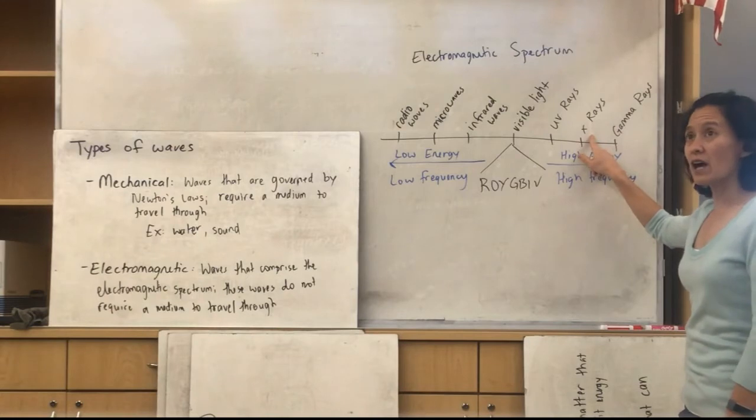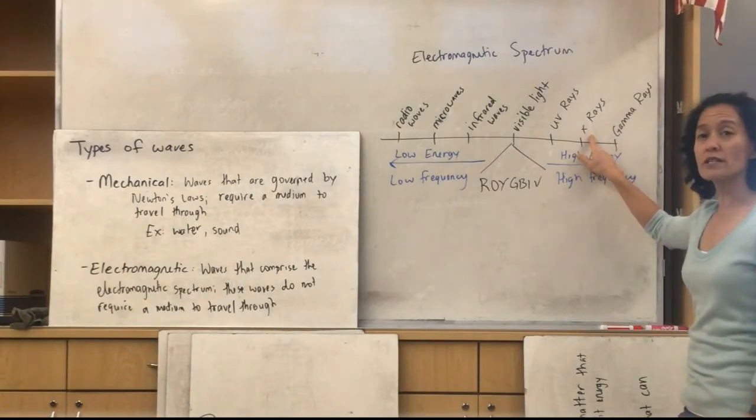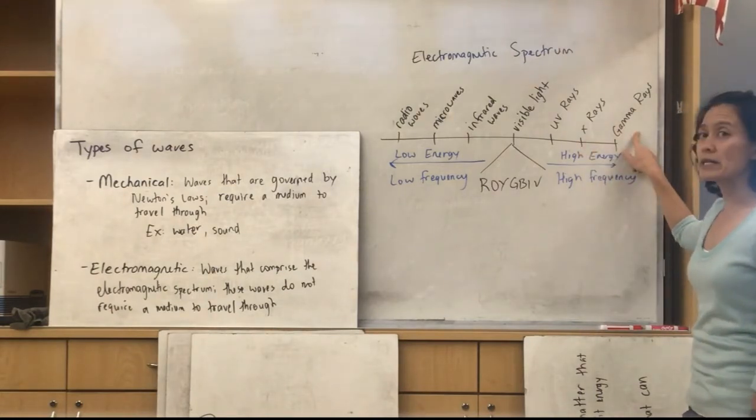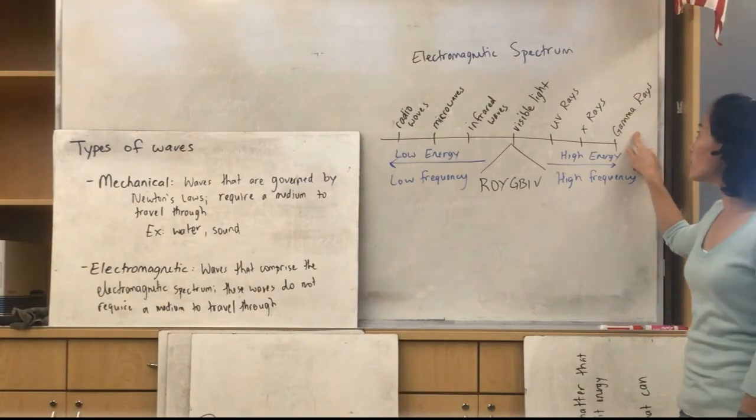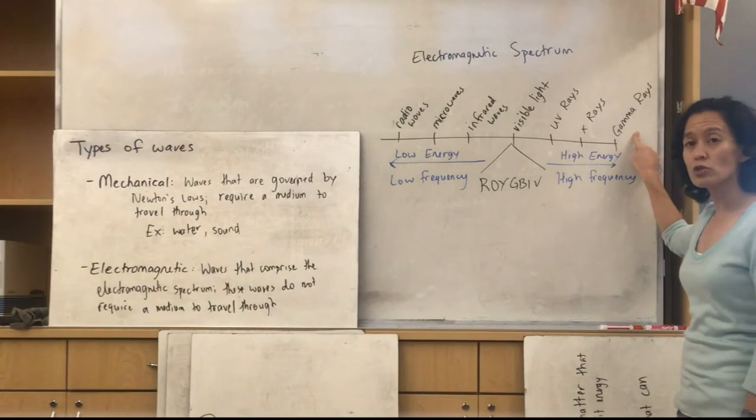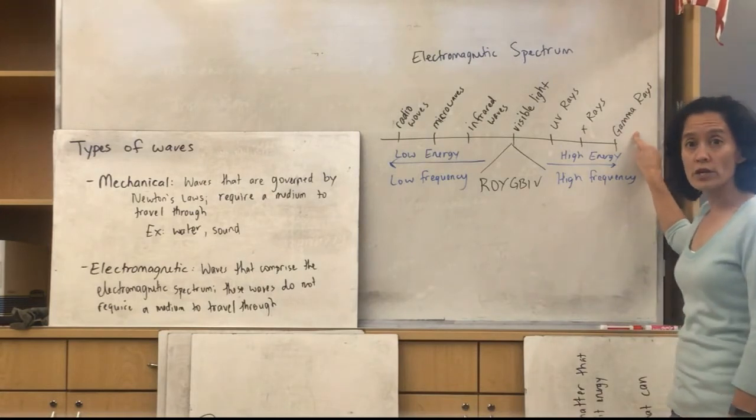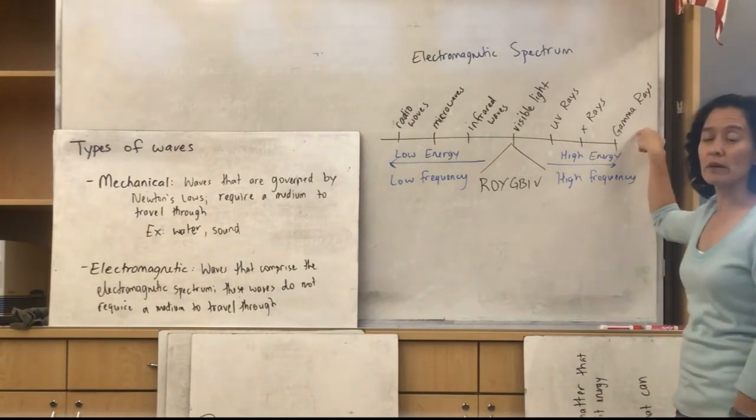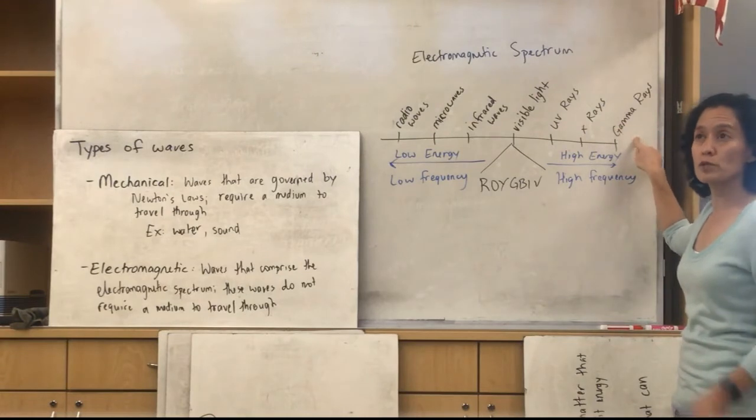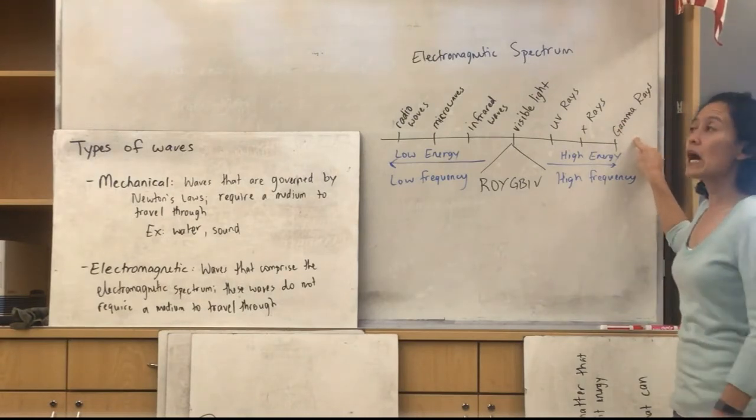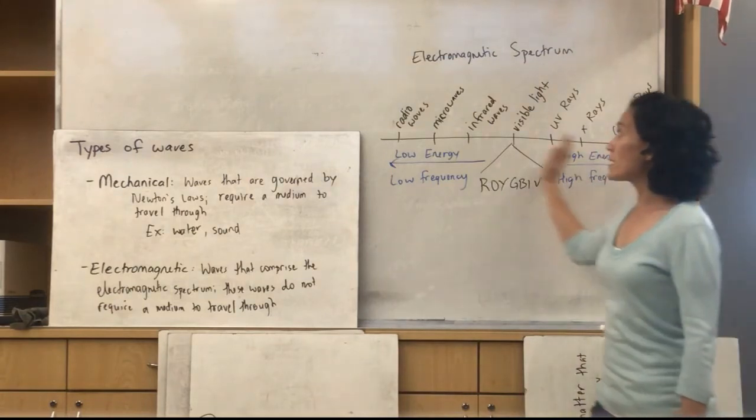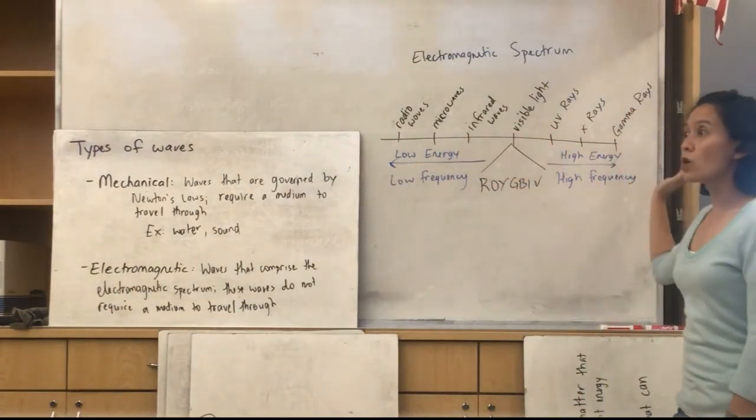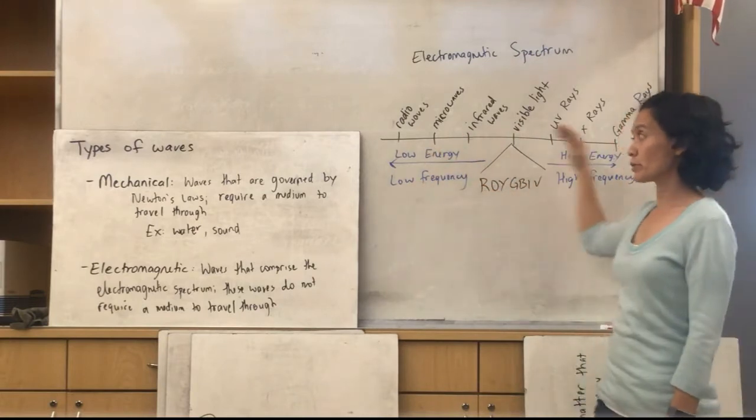X-rays, it doesn't take as long of an exposure to cause that damage to our cells, and gamma rays, it's a pretty quick exposure and we have damage to our cells. If you have radiation treatment to destroy cancer cells, it's usually X-rays or gamma rays that are targeted to a specific spot in your body to kill those cancer cells. So these waves, these electromagnetic waves, do not require a medium to travel through.